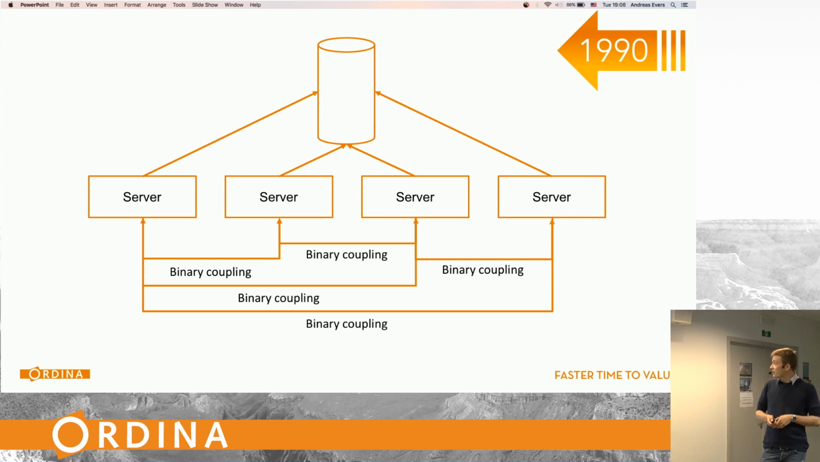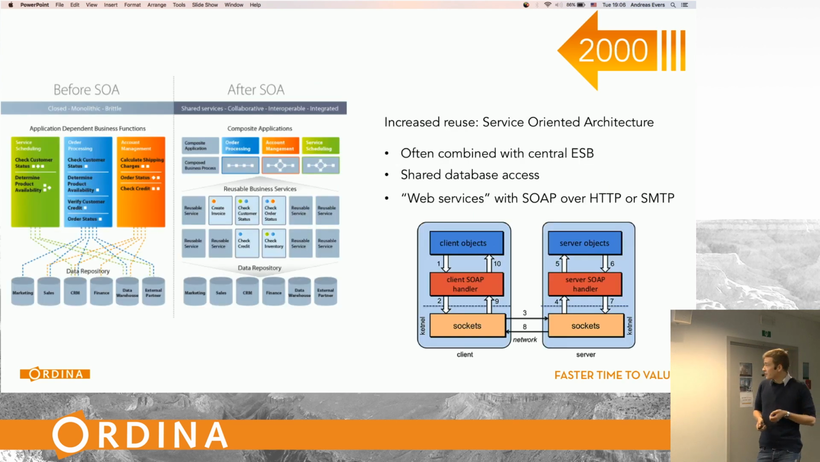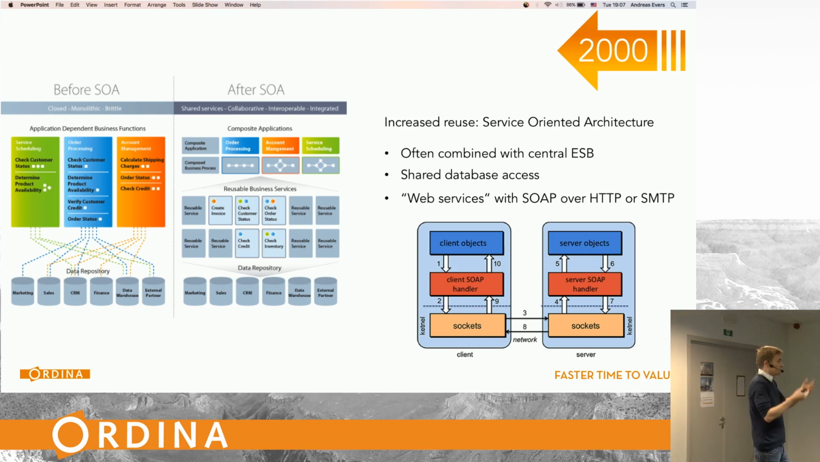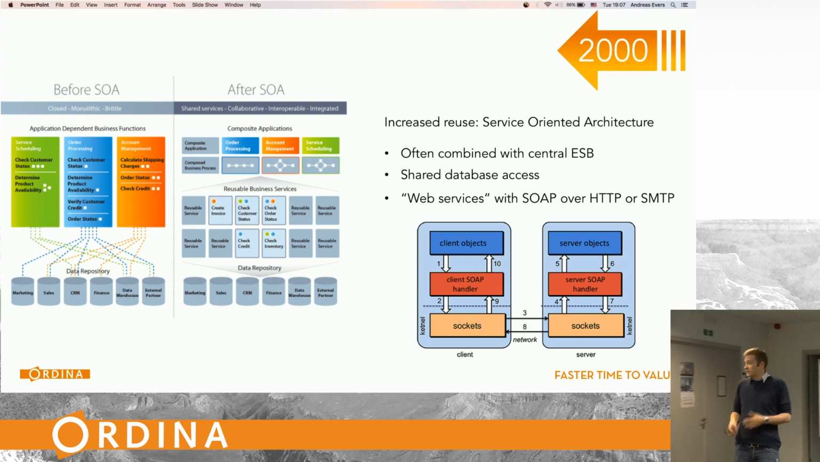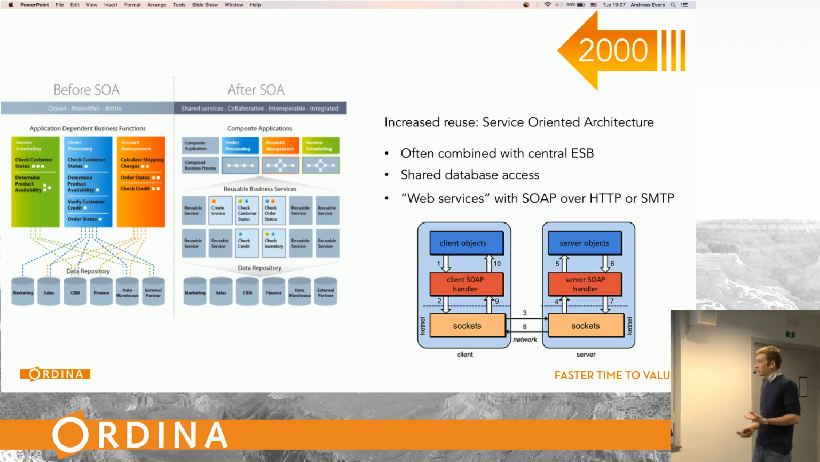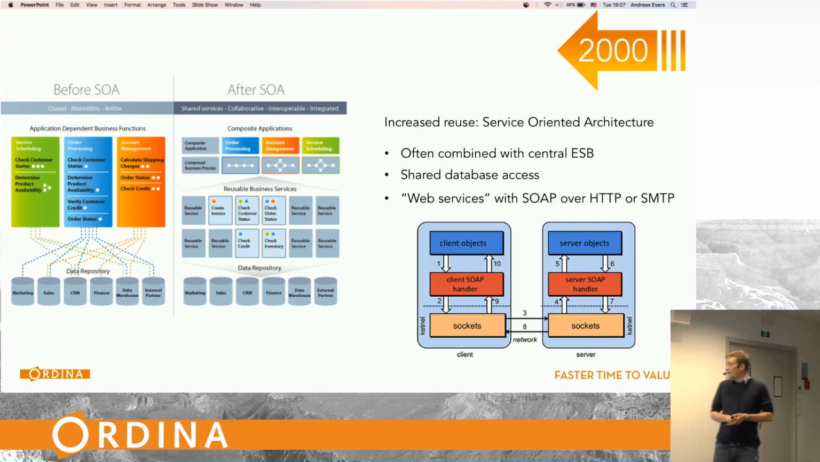Okay, so if we look at 2000, the internet became more popular, more widespread. And there we saw that there was a movement towards a more structured approach. This approach was called the service-oriented architecture. This is often combined with a central ESB, the lovely ESB that kind of couples everything together. We also had shared database access, which was deemed a good thing back then. And we were using web services.